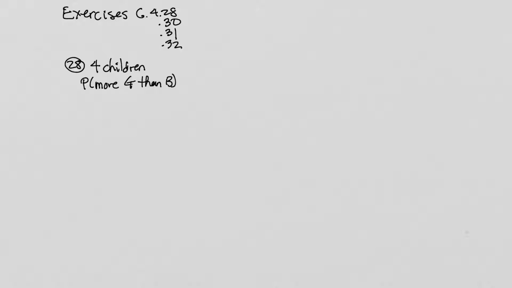Problem number 28 in section 6.4 asks us to find the probability that a couple planning to have 4 children have more girls than boys. I'm going to write that down in English: probability of having more girls than boys. Now I want to write this in terms of exactly how this can happen. How can we get more girls than boys? 2 girls and 2 boys would be even, and we want more girls than boys. So we're looking for the probability of 3 girls or 4 girls.